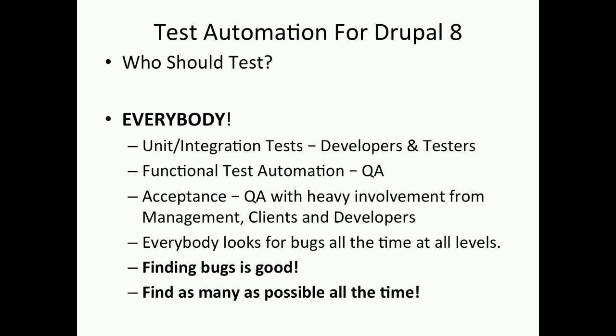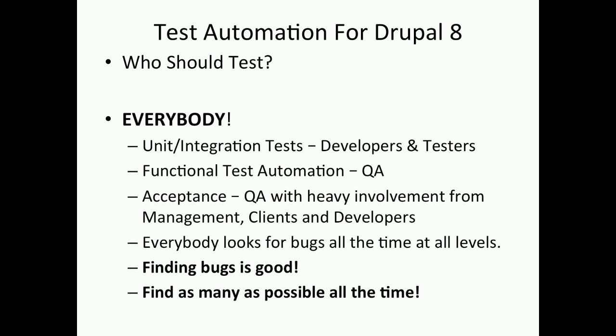So who should do the testing? Like I said, basically everybody. Everybody should find problems all the time because bugs are ubiquitous. Functional test automation is for QA. There's a movement now to have testers, to have QA doing unit testing. Unit testing is a great idea if everybody does it, but very often unit testing is kind of swept aside. So having QA doing unit testing is becoming more common.